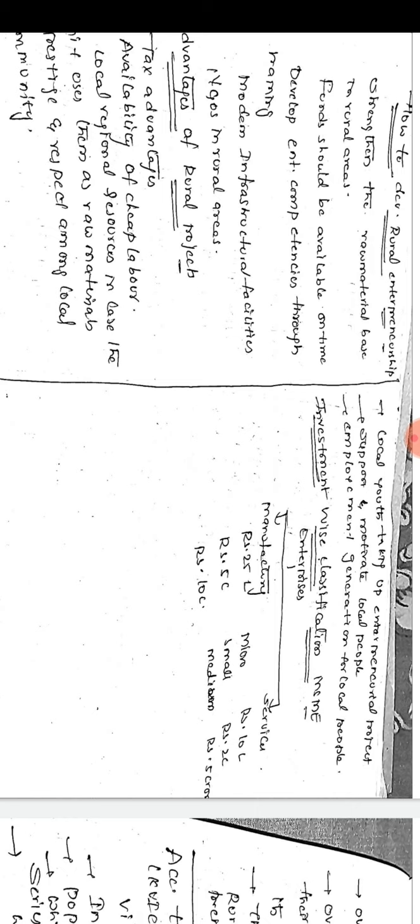And coming to investment-wise classification of MSME: micro, small, medium scale enterprises. We can see that for micro, there are two sectors, the manufacturing sector and the service sector. For micro, the investment is around 25 lakhs for the manufacturing sector, for small it is around 5 crores, and for medium it is rupees 10 crores. For the service sector, micro is rupees 10 lakhs, small rupees 2 crores, and medium rupees 5 crores. So this is all about rural entrepreneurship.